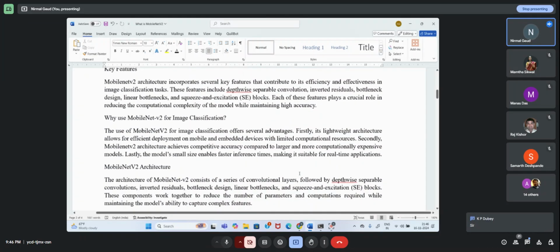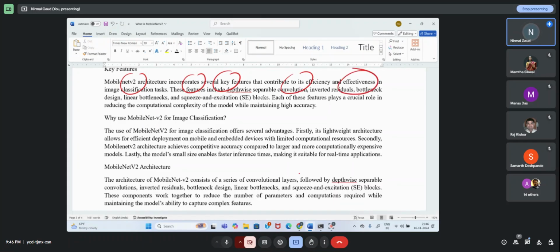So, how is it incorporated? MobileNet architecture incorporates several key features that contribute to its efficiency and effectiveness. And here we include depth-wise separable convolution. तो भाई ये आ गया Xception, inverted residual, residual का उल्टा, invert the residuals, bottleneck design, linear bottleneck, squeeze and excitation blocks. So इतनी सारी चीजें हैं इसके अंदर, लेकिन architecture is small.